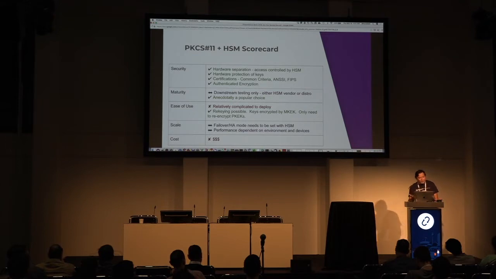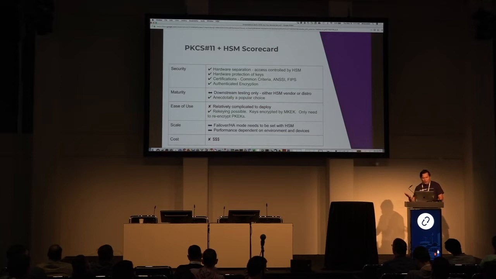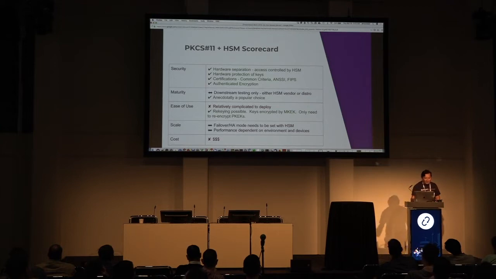Ease of use, it's relatively complicated to deploy. You have an extra device, which you also need to have redundancy of as well, and you need to set things up. HSMs are not necessarily the simplest things to set up. For example, for a Thales HSM, in order for your client to register to be a client of that, it actually has to be registered by a separate admin server first, and then you have to do the registration as well. So it's a relatively complicated process to set things up.